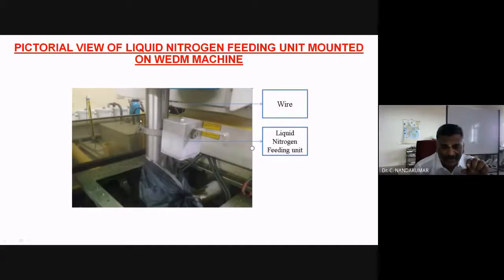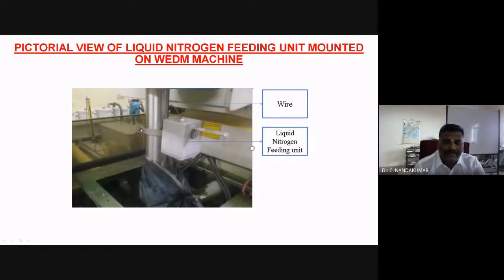After that, we went for this setup and used a copper tube with a 0.6 mm hole, because the 0.3 mm wire will enter into it. Then we store 150 ml of liquid nitrogen here. This is called the feeding unit.